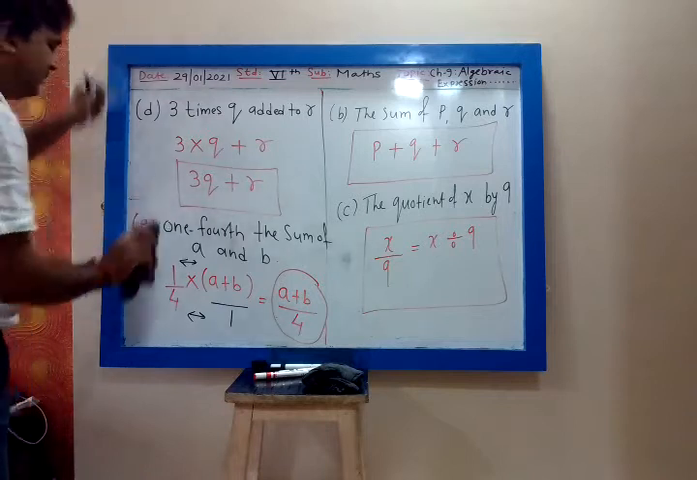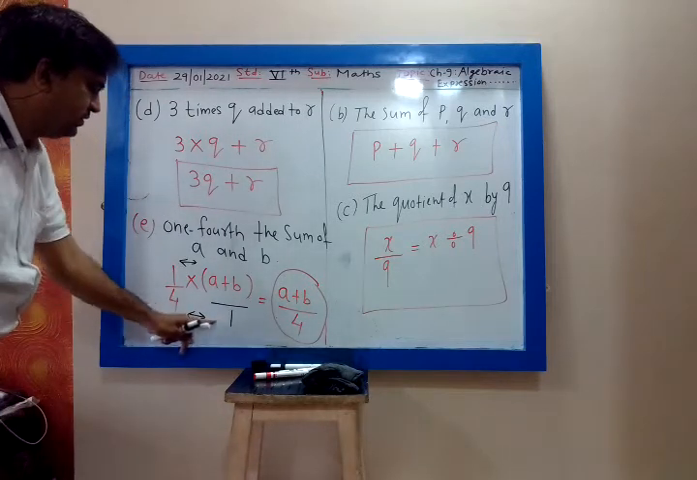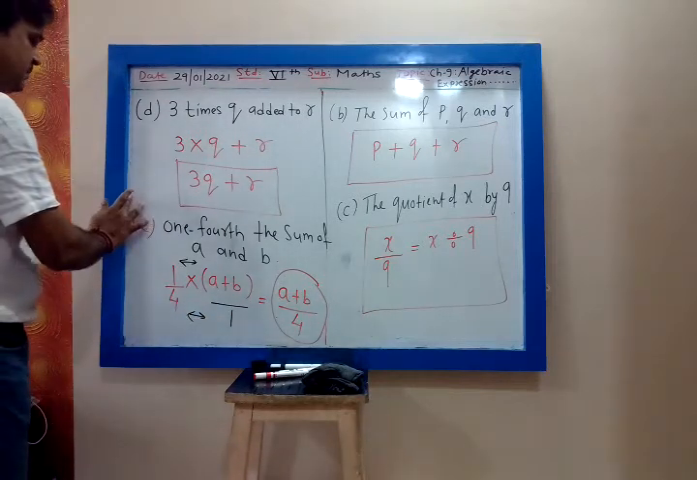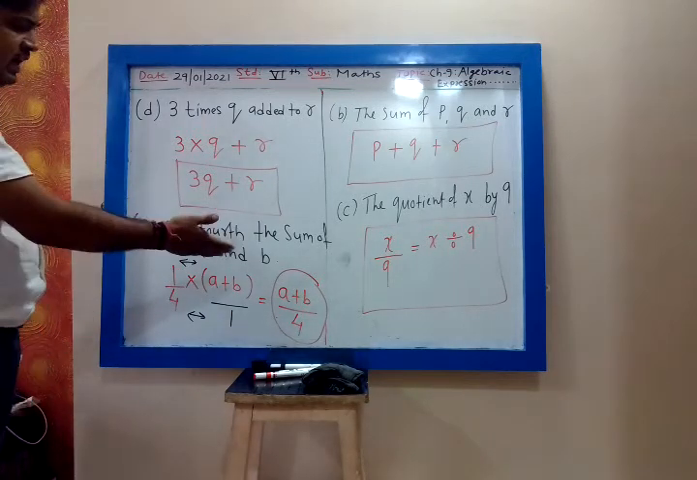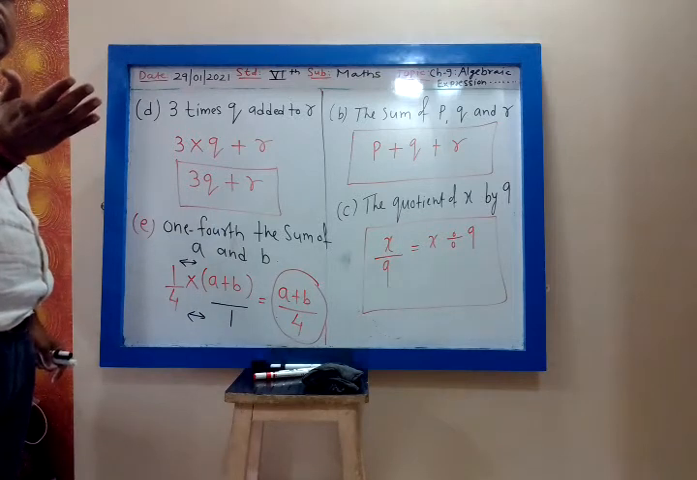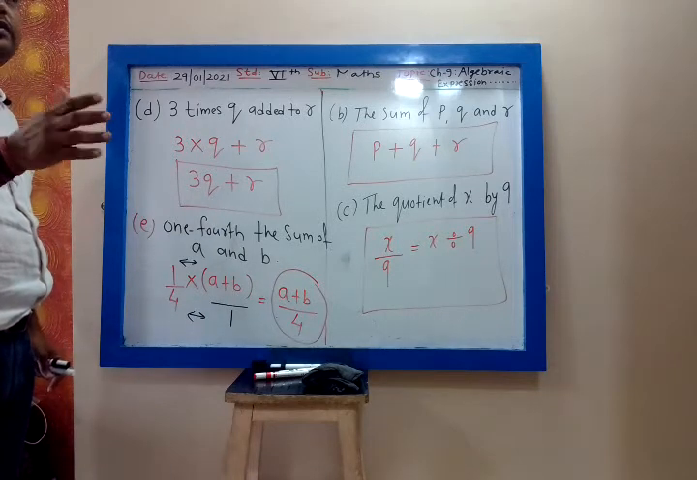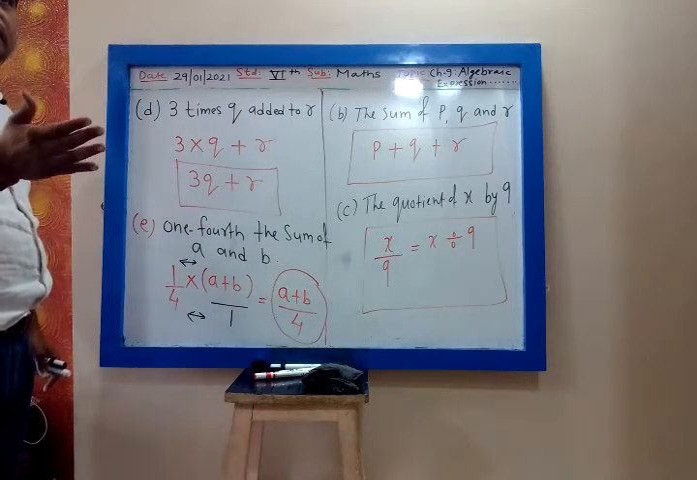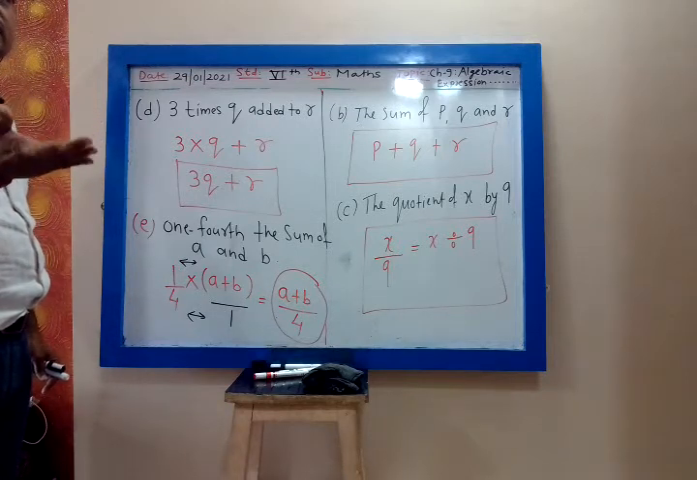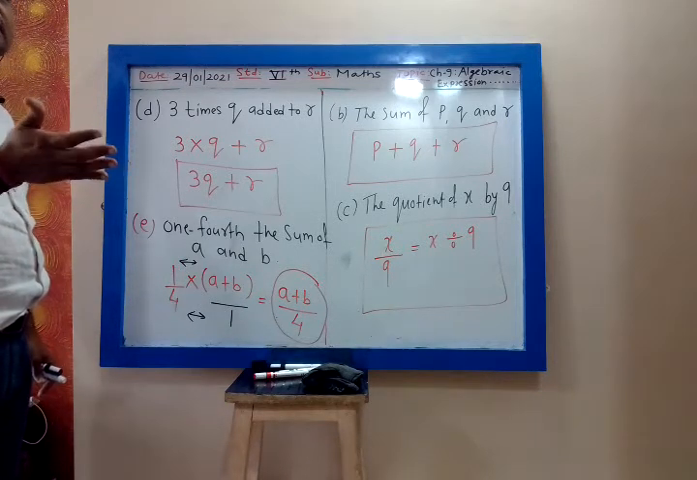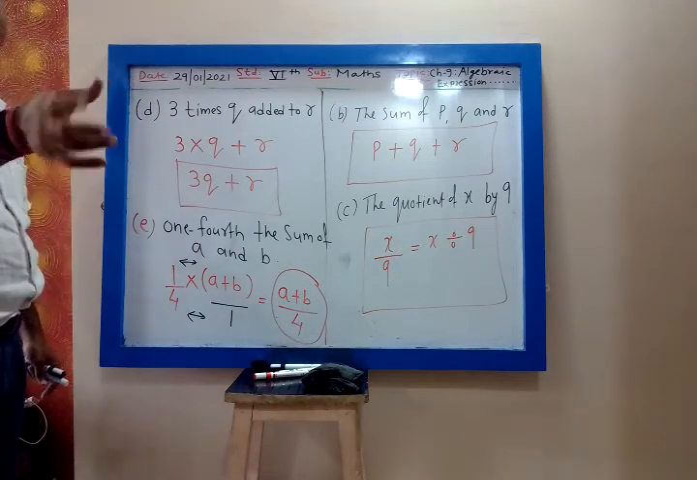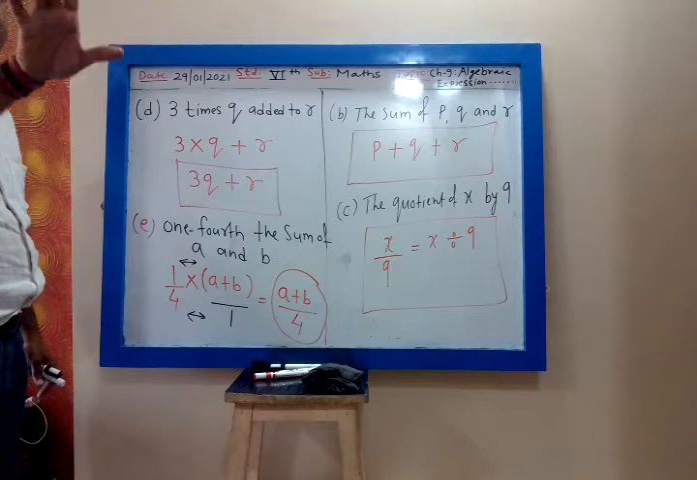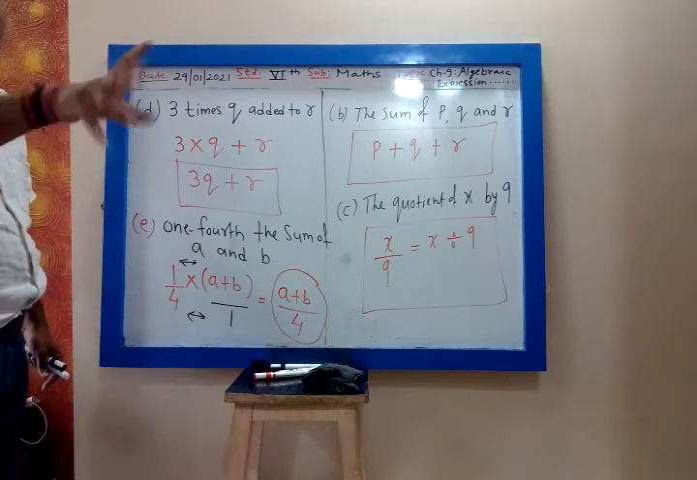How has 4 come? 4 into 1. Directly I have written. No, my dear. Is 2 plus 3 the same as 2 into 3? Tell me. No. It is A plus B. The sum of A and B means it is A plus B. It is not the product of A and B. If it were the product of A and B, then I could take A into B.